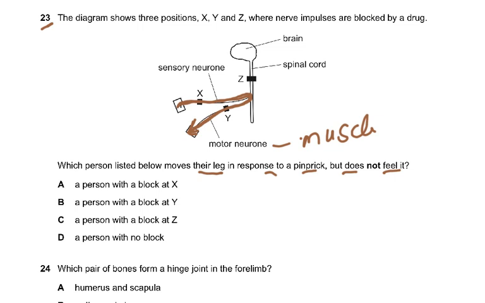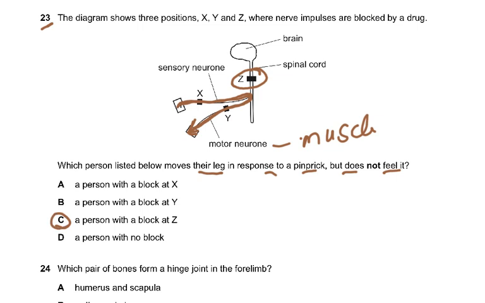So as he can move his leg, that means the muscle is contracting. But he does not feel it, so that means there is a block here somewhere. So that is why the answer was C, a person with a block at Z.